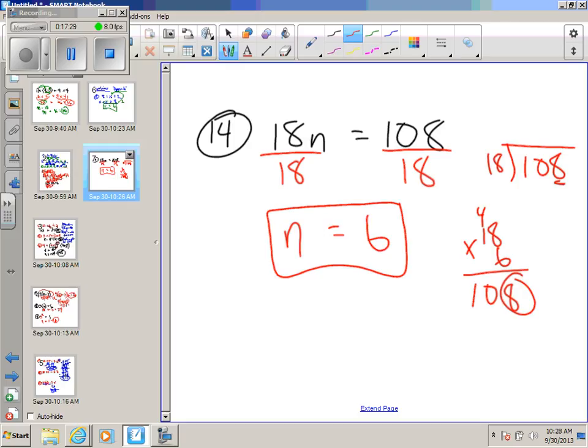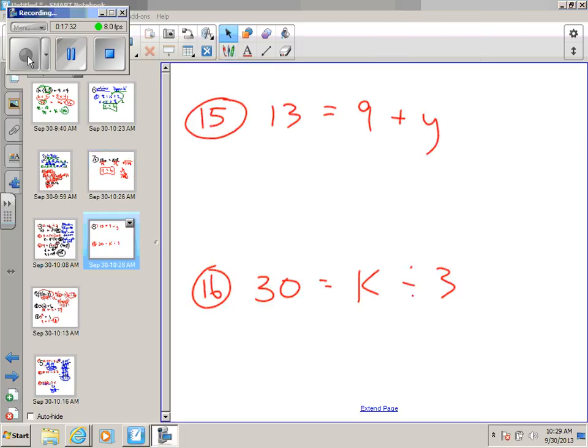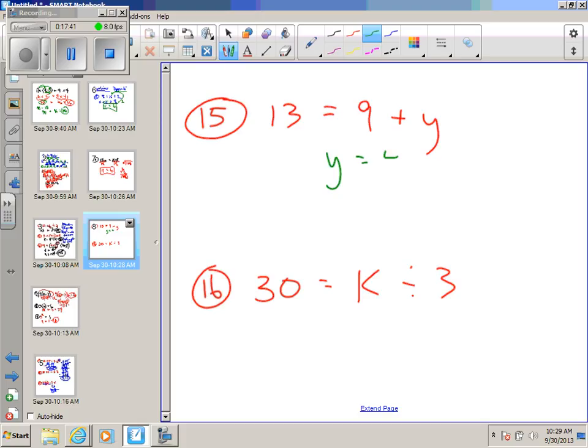Do 15 and 16. You got 15? 9 plus what will give me 13? Absolutely. Very good. If I wanted to get technical with it, what would I do to both sides? Subtract 9, right? Make sure to subtract 9. Would still give me 4. Double check, 9 plus 4, 13. Yes?